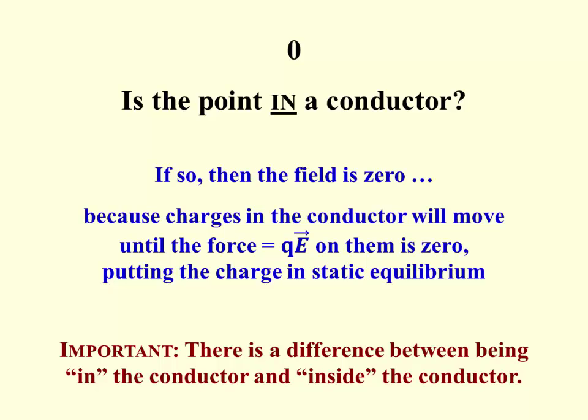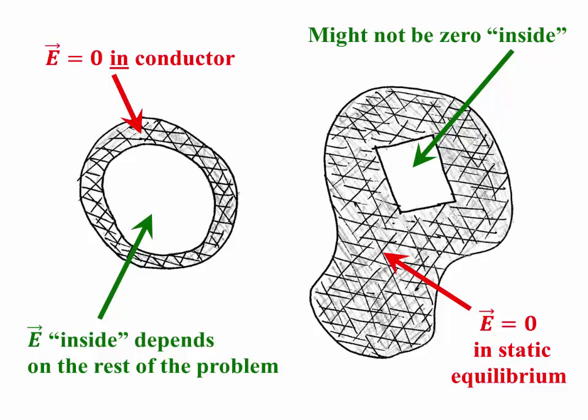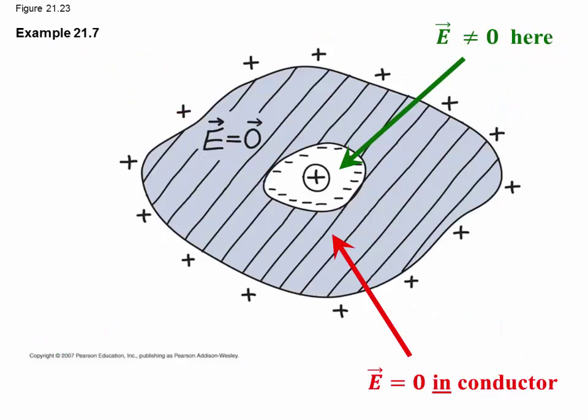But the important detail is the difference between being in a conductor and inside of it. These little sketches have a shaded region that's meant to indicate a conductor, something that might be copper or aluminum. In the conductor means you're physically in the shaded area, that is the part that's metal. Inside might mean you're inside of a hollow conductor. The part where the field is zero is the part where it's shaded. If the charges are in static equilibrium, the field will be zero in all of those shaded areas. But it doesn't have to be zero inside, that is, in a hollow region in the conductor. That will depend on other things in the problem, like whether there's a charge in that region inside the conductor.